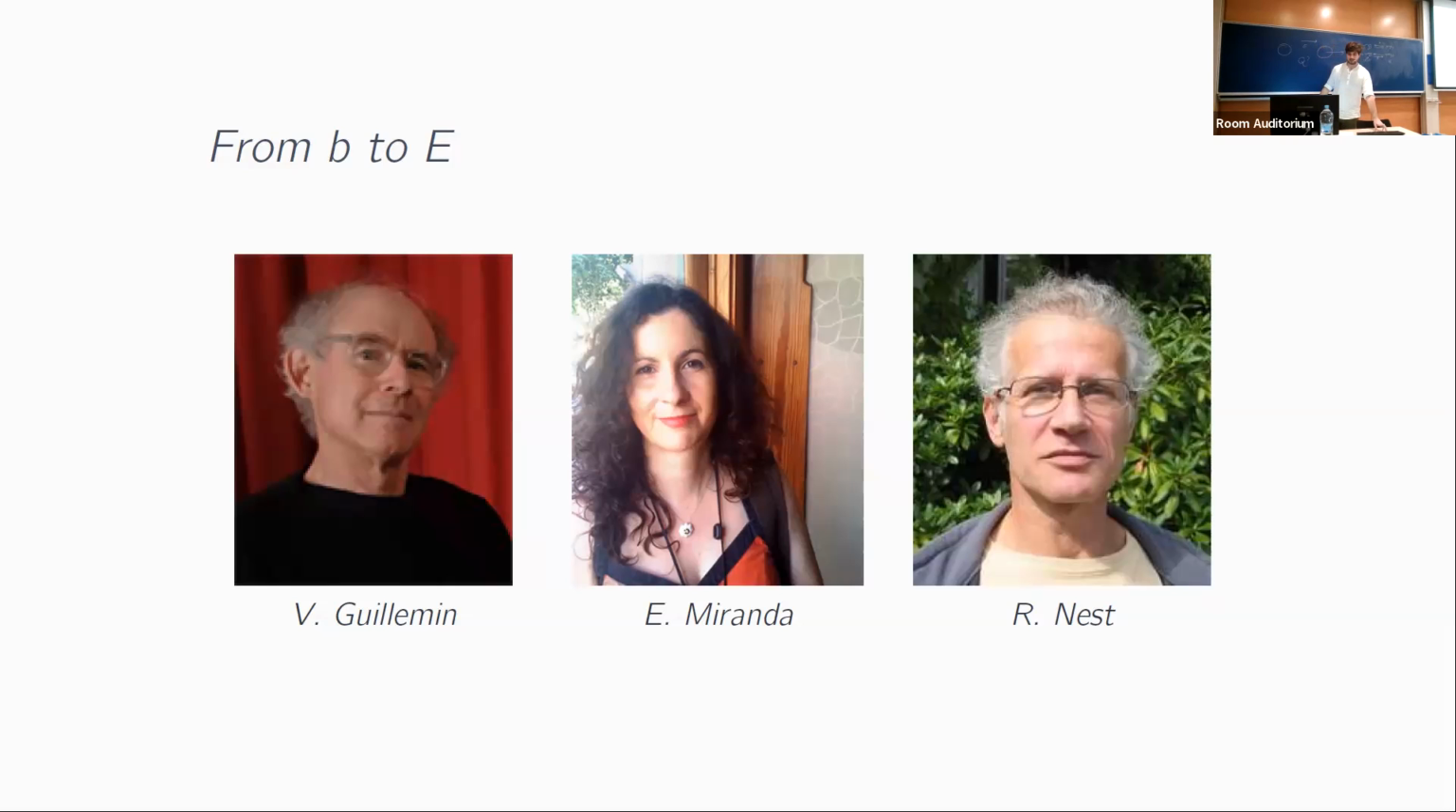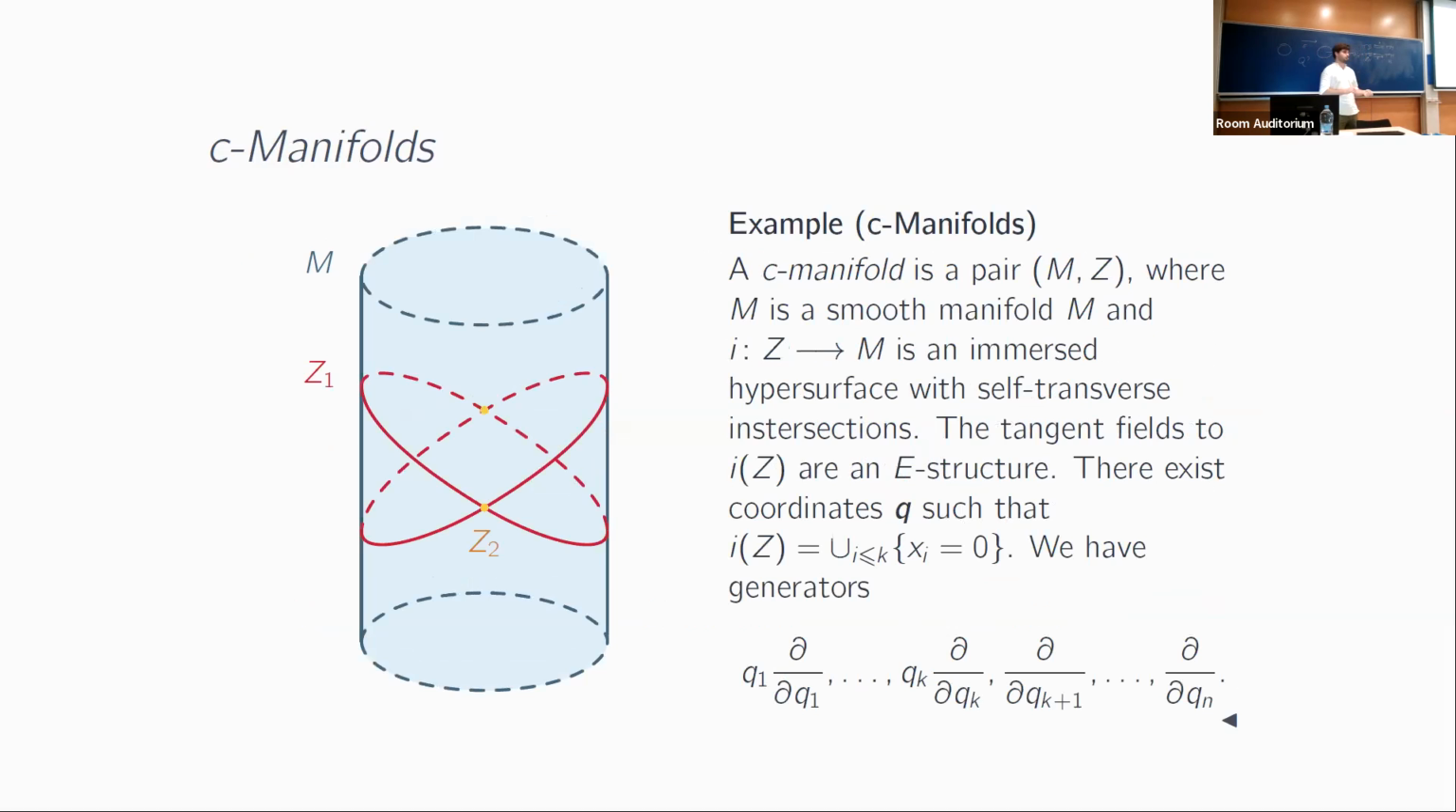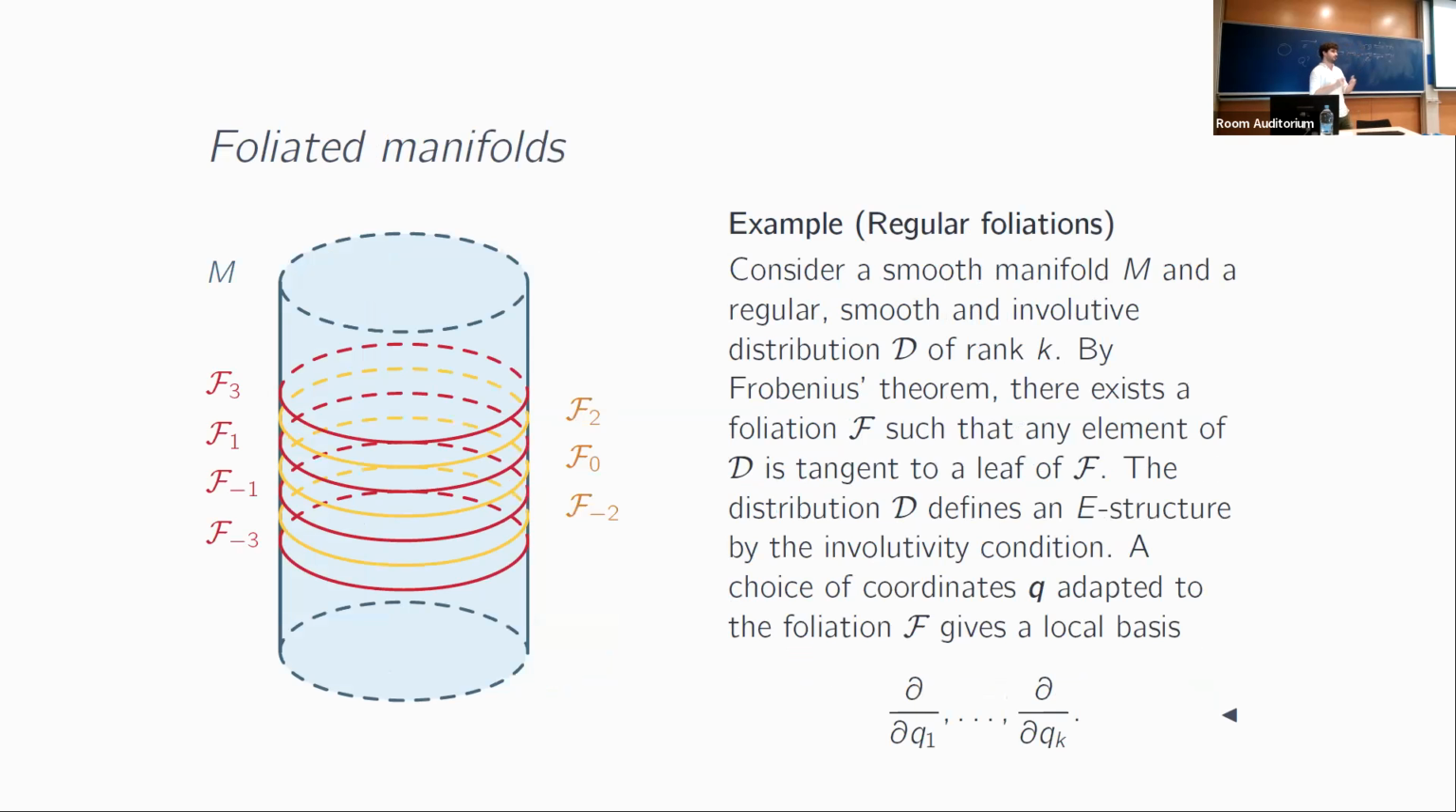Some examples of E-manifolds. Of course, b-manifolds. When you have a b-manifold, you can identify the E structure to be the set of vector fields tangent to an embedded hypersurface. Then we have c-manifolds, which are manifolds with not an embedded, but an immersed hypersurface with self-transverse intersections. We also have some local normal forms, and we can check that locally this is an E structure. More generally, regularly foliated manifolds are examples of E-manifolds by Frobenius' theorem.